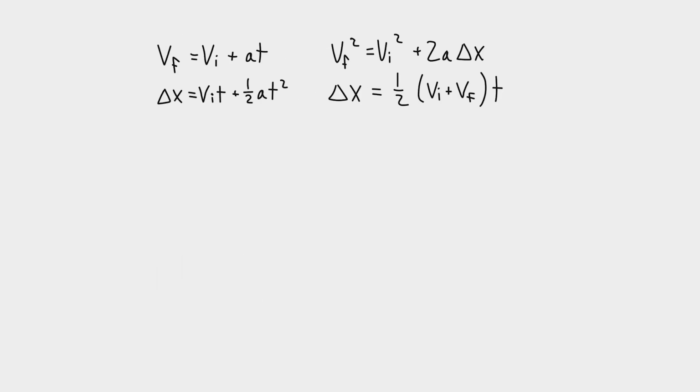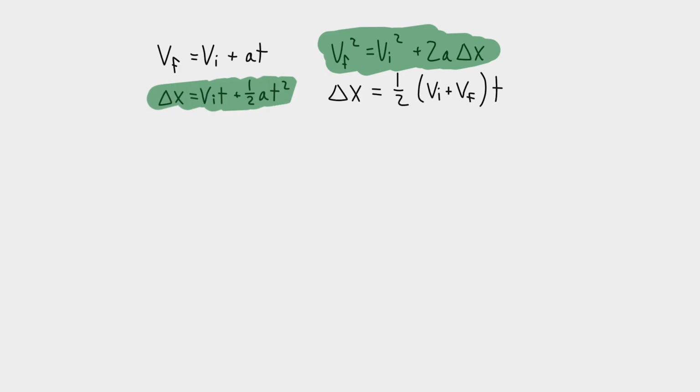Now let's break down our 4 kinematic equations. These 2 equations are ones that you really just have to memorize, but the other 2 are ones that you can conceptually understand to the point that you don't have to have them memorized at all. As we break these down, make sure you understand that acceleration is constant for all kinematic equations. Now let's look at this equation first and how to understand it.